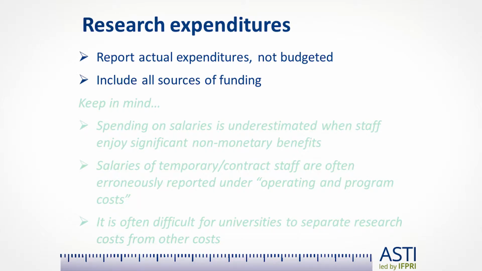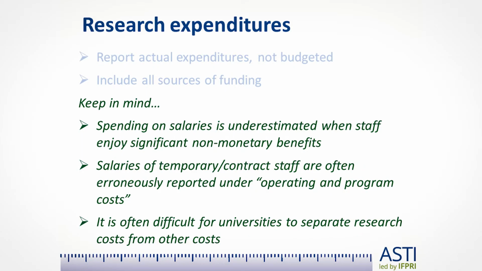ASTI aims to collect information on the actual expenditures made by an agricultural R&D agency. We don't collect budgeted or projected expenditure information. It's also important to include all funding sources. So don't only report the cost categories, so salaries, operating costs, or capital investments that are funded by the government, but any other funding sources should be reported as well, including donors or income that's generated internally through the sale of goods and services.